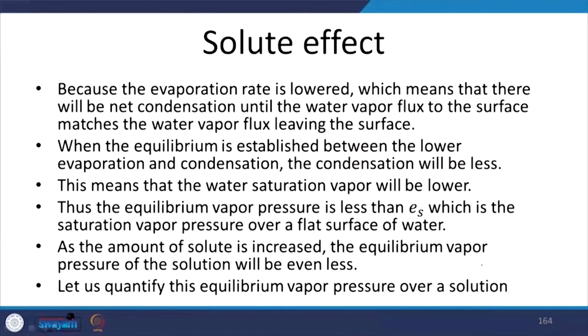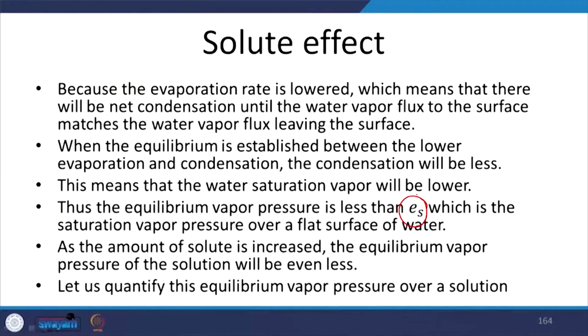Because the evaporation rate is now lowered, the rate at which the molecules are evaporating is lowered, which means that there will be net condensation until the water vapor flux to the surface matches the water vapor flux leaving the surface. The basic idea is still the same, right. When the equilibrium is established between the lower evaporation rate and the lower condensation rate, the condensation will also be less. This means that the water saturation vapor pressure will be lower. So, by adding impurities or solutes, you have brought down the level of saturation to a lower level. Thus, the equilibrium vapor pressure is less than e_s. e_s is the saturation vapor pressure over a flat surface of pure water. As the amount of solute is increased, the equilibrium vapor pressure of the solution becomes even less.